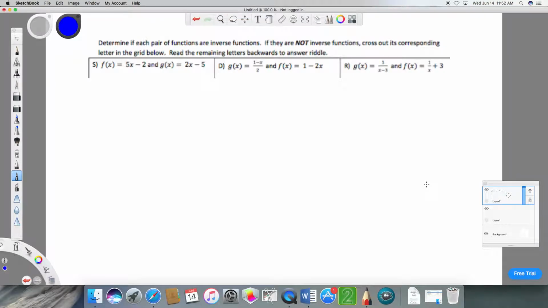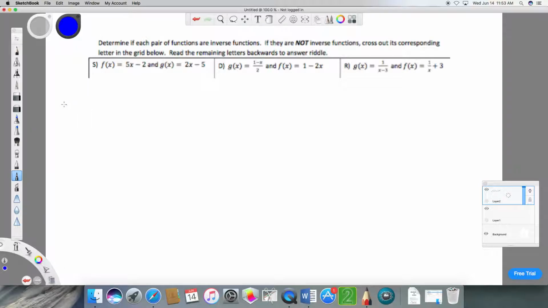Let's take a look at these problems. In each case, they give us two functions, f and g, and they want us to determine if these functions are inverses of each other. So what we're going to do is find the function composition, and if both function compositions equal x, then we'll claim that they are inverses of each other. If not, we'll say that they're not.